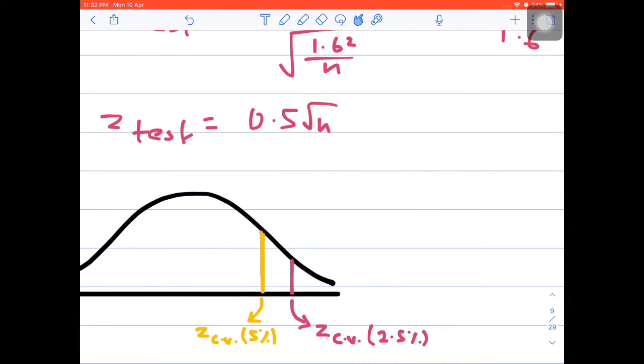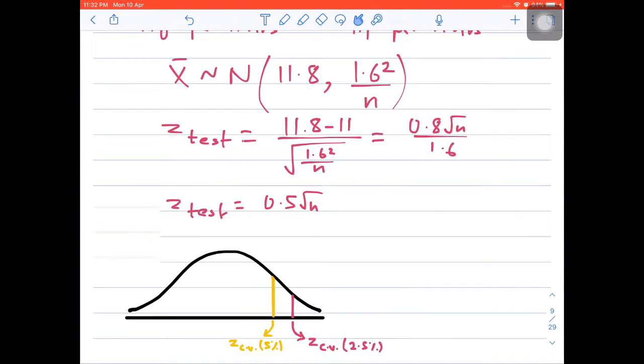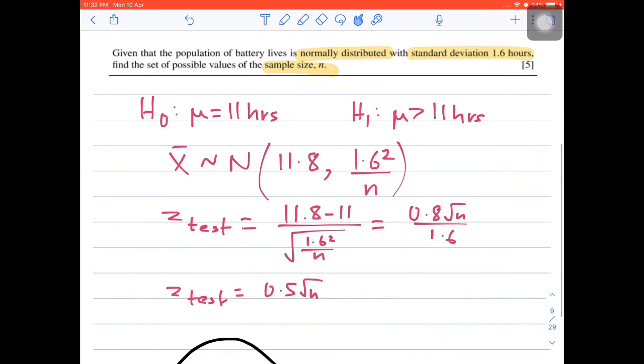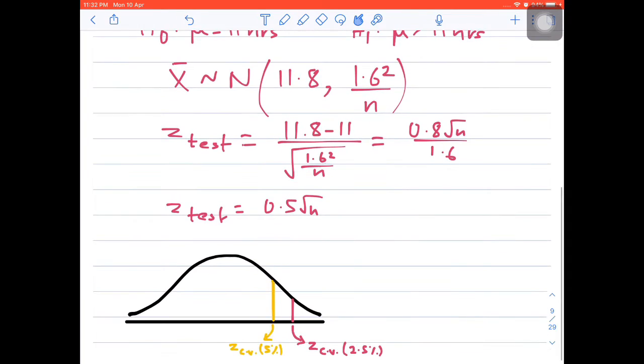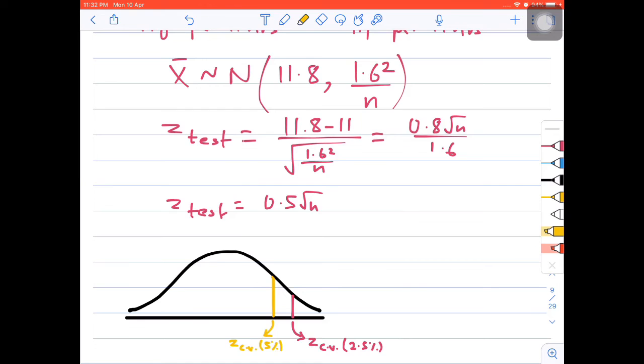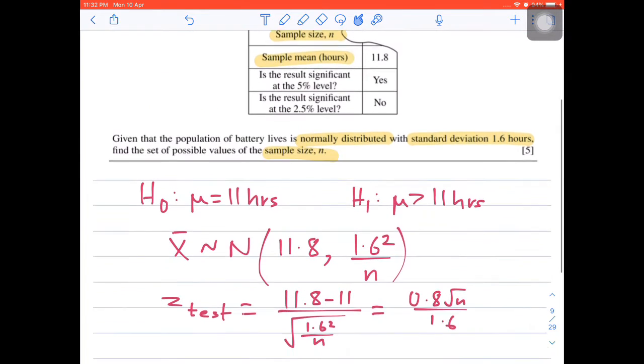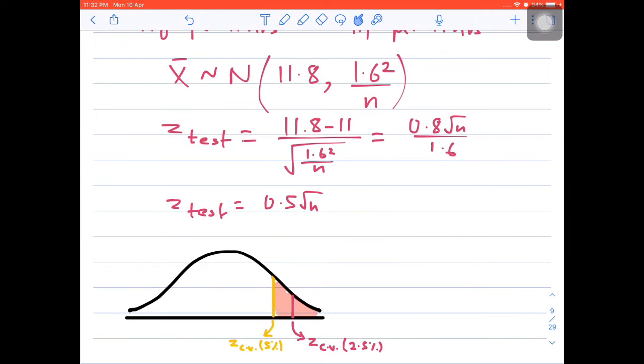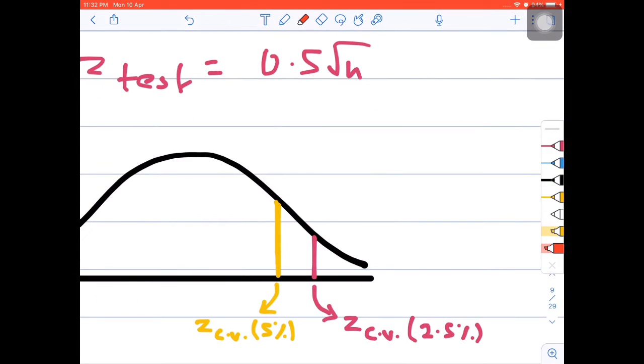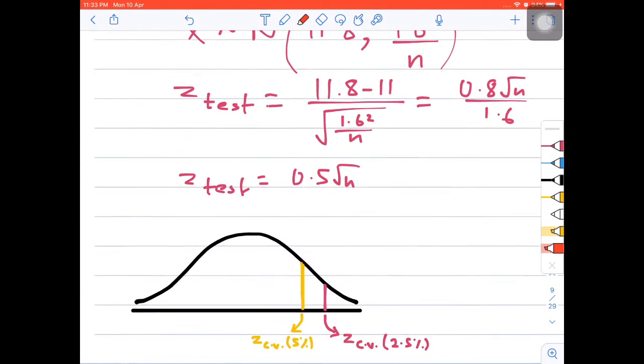Now what we need to do is find, basically, that at the 5% level, H1 has to be accepted. That means that at the 5% level the test value should lie in this region, whereas at the 2.5% level it's rejected. So that means that it should be towards the left of the 2.5% level. So it should lie in this region. If we can find these two critical values, then the value of the z test should be between them.